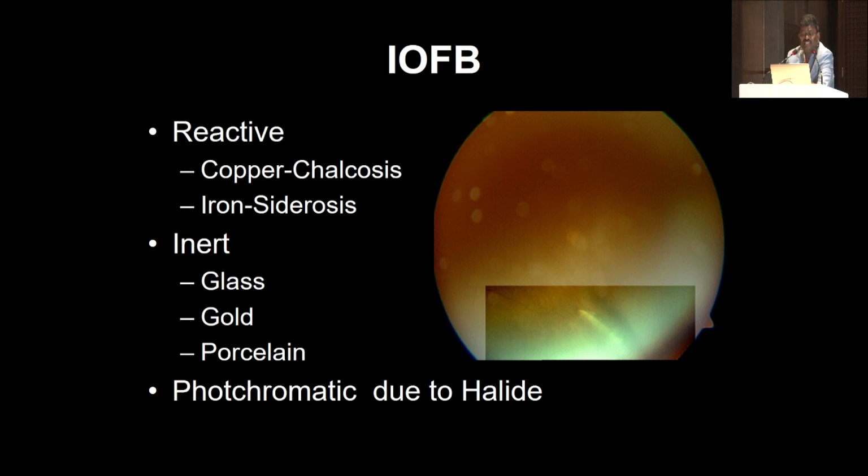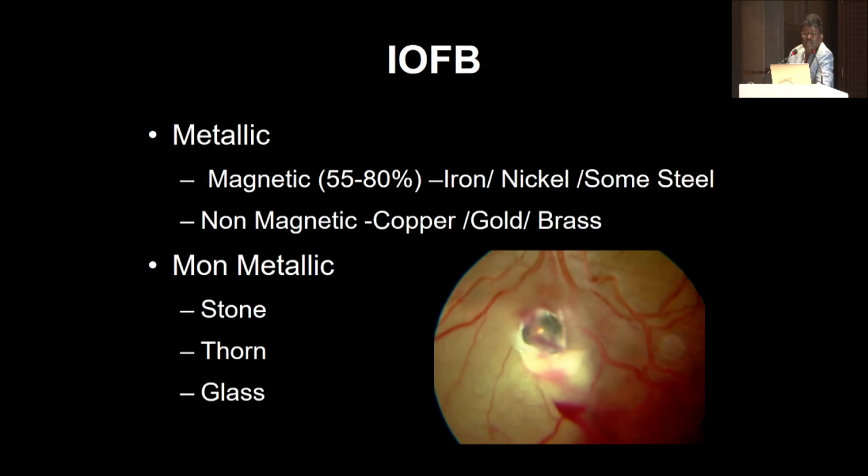The other inerts are glass or gold or porcelain. Usually glass foreign body, if you don't have a proper forceps, just leave it inside because it is inert, it's not going to cause any damage. But retrieving an irregular glass foreign body can lead to a lot of collateral damage.